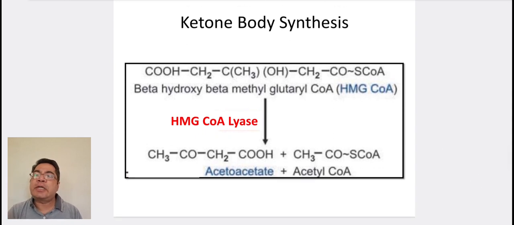Here we can see that beta-hydroxy beta-methyl glutaryl-CoA is converted into acetoacetate plus acetyl-CoA in the presence of enzyme HMG-CoA lyase.